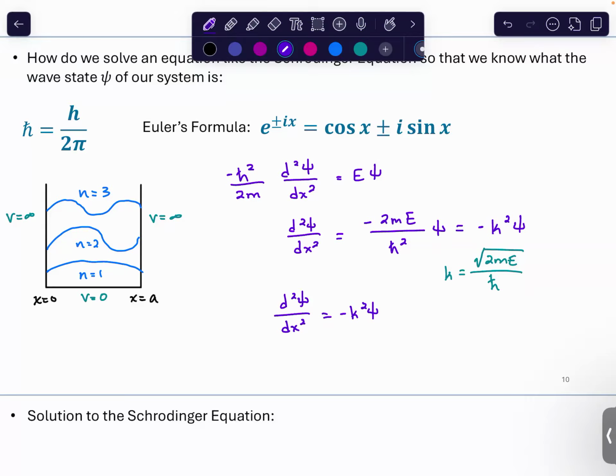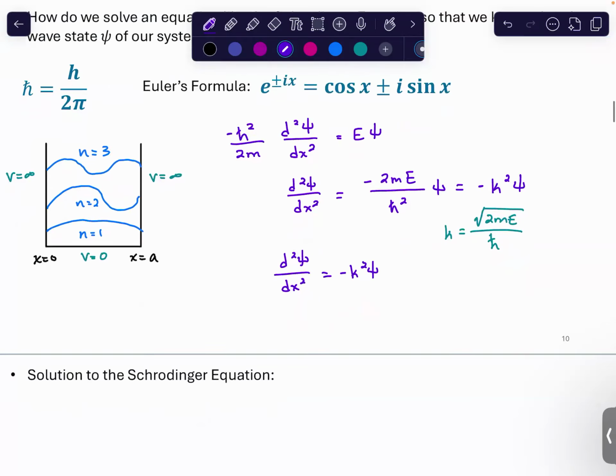Now we could go that route, but there's a much easier way to do this. Do you know of any function that gives itself back upon taking the derivative? Any? Yeah, probably. So what if I did?